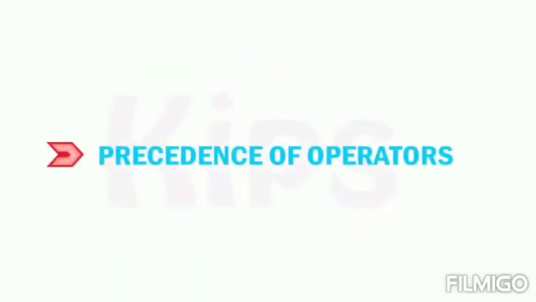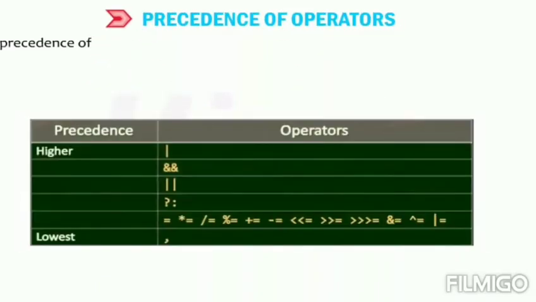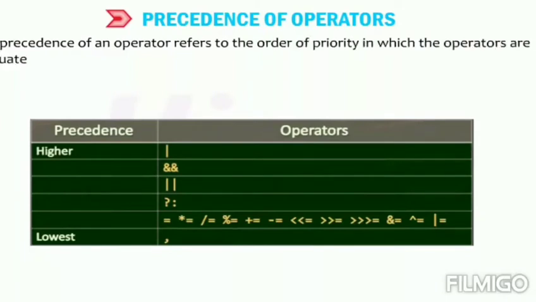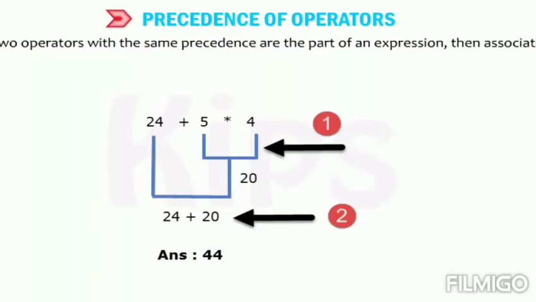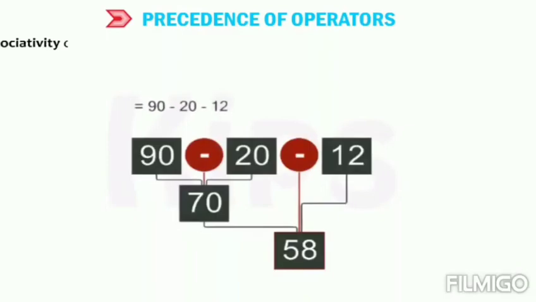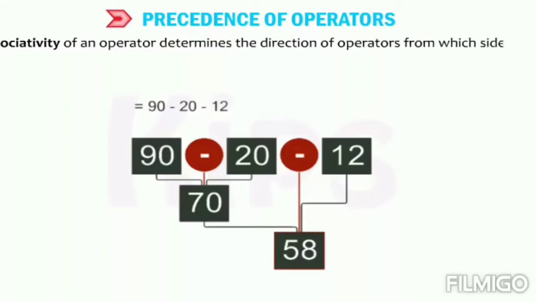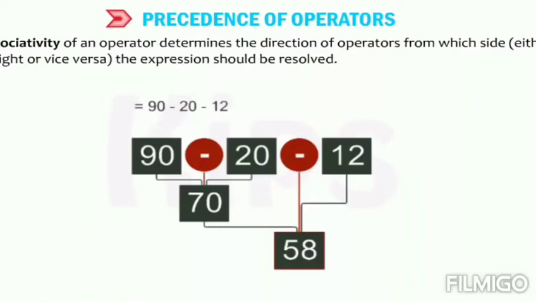Students, let us learn about precedence of operators. The precedence of an operator refers to the order of priority in which the operators are evaluated in an expression. In case two operators with the same precedence are part of an expression, then associativity is taken into consideration. The associativity of an operator determines the direction, either left to right or vice versa, from which side the expression should be resolved.